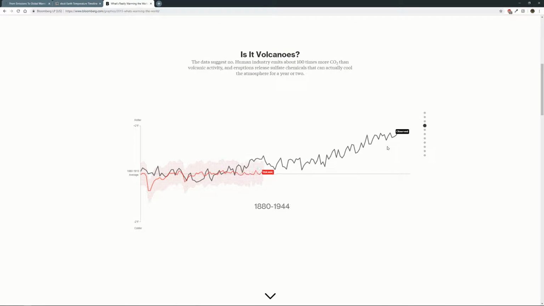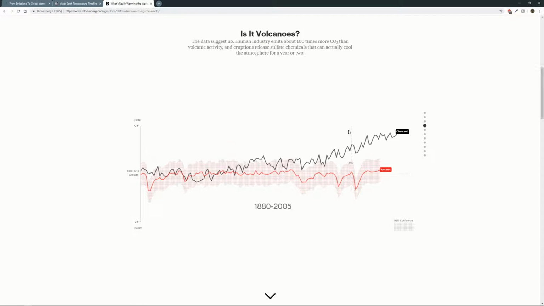What about volcanoes? The data suggests no. The human industry emits about 100 times more carbon dioxide than volcanic activity, and eruptions release sulfate chemicals that can actually cool the atmosphere for a year or two. So even though the volcanic activity has varied on our graph more than the others, it still seems to not match up with our observed change.